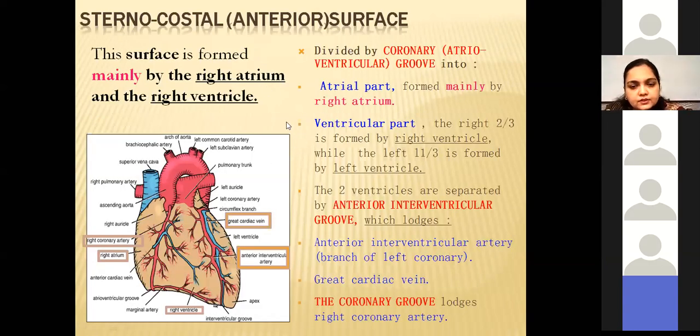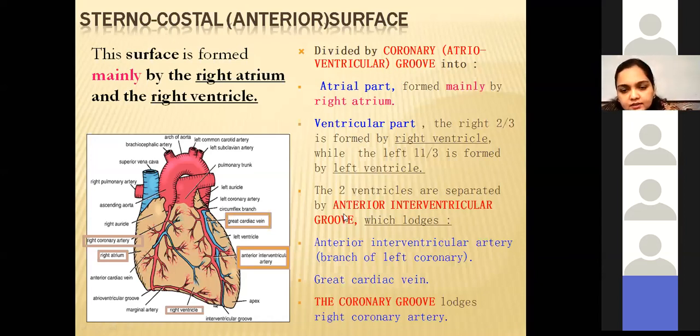Now the sternocostal surface, the anterior surface. We discussed in detail that there is a groove anteriorly and posteriorly between the atria and the ventricles. This is called the coronary sulcus or coronary groove. The whole sternocostal anterior surface is formed mainly by the right atrium and the right ventricle, divided by the coronary groove. That groove divides the atria and the ventricles, and this is the anterior atrioventricular groove; we discussed the posterior one.